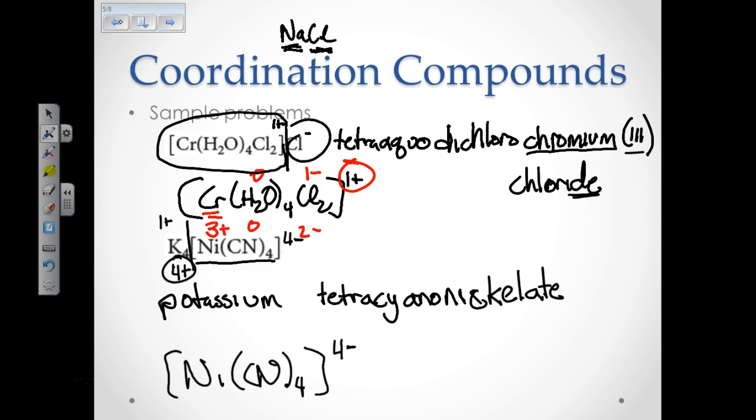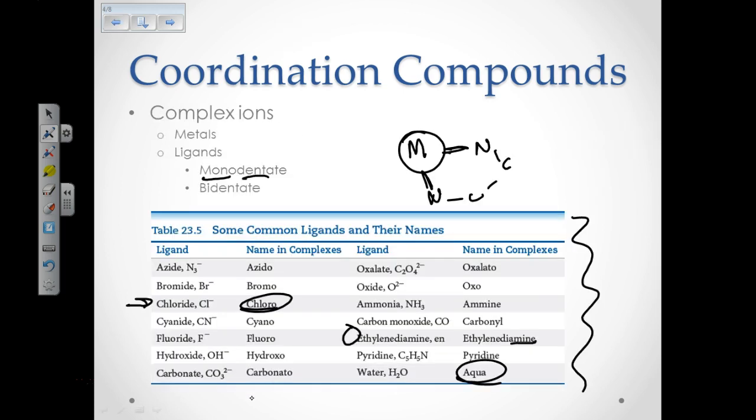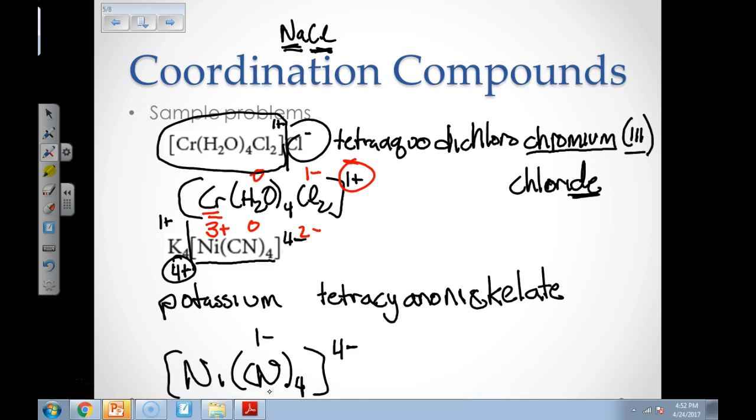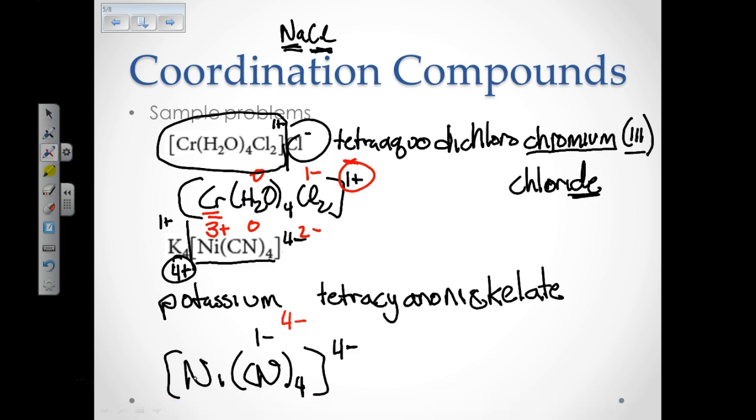So what is cyano? I'm going to come back here. I want to look at cyano. Cyano is a 1 minus charge. So each of these is 1 minus, and there are 4 of them, so this has a total charge of 4 minus. So that means nickel has no charge here. Nickelate(0). So that is how we determine the charge there. So the name of this is potassium tetracyanonickelate(0).